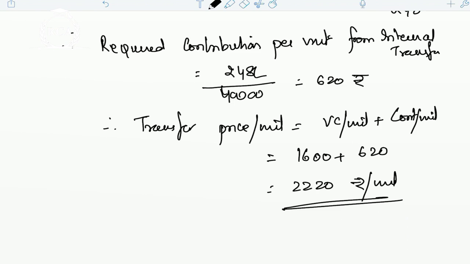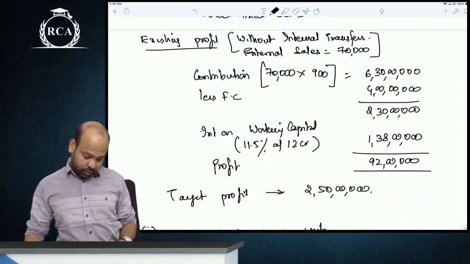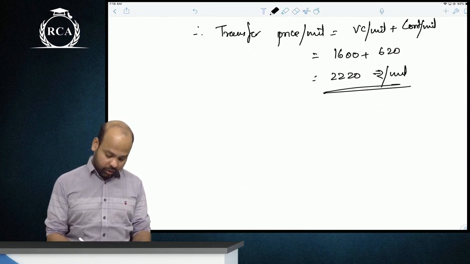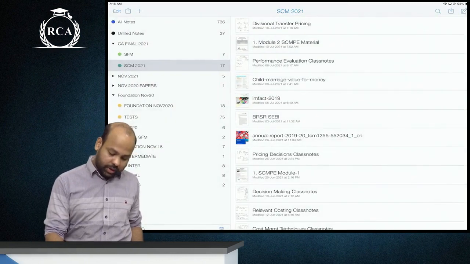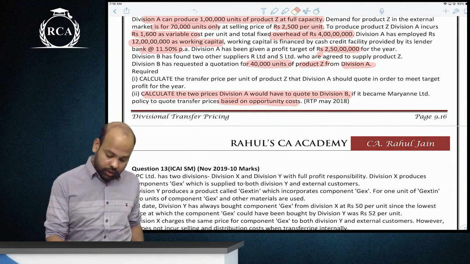I think I've given you a lot of time to do all of this. I hope you've all understood this. This is the answer to the first bit. The second bit, you are experts in. You can read the second bit. It says calculate two prices. Stress on the words two prices.